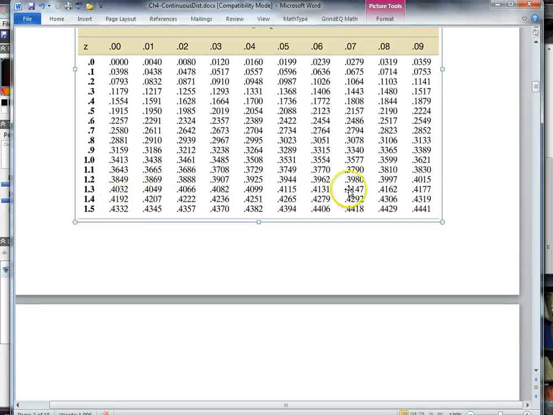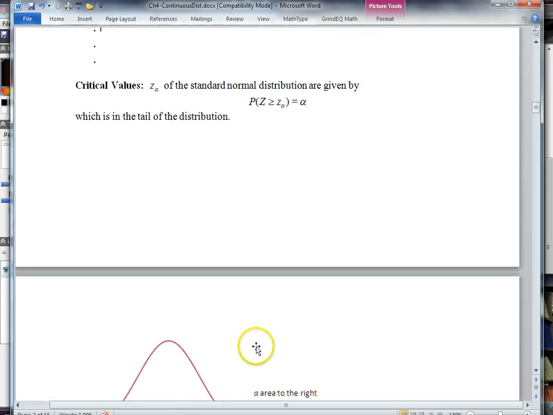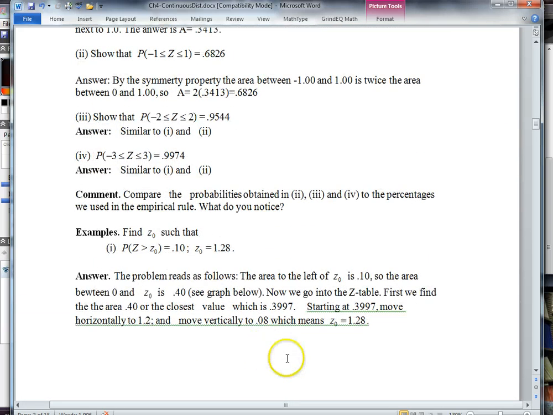0.4, I have here 0.3977, 0.4015. I don't have 0.4, but this would be the closest value to 0.4. So I mark this, and I want to find the corresponding point now on the line. So I go to 1.2. On my second decimal is 8. So the answer is 1.28. Okay, so that's what this point would be, 1.28.